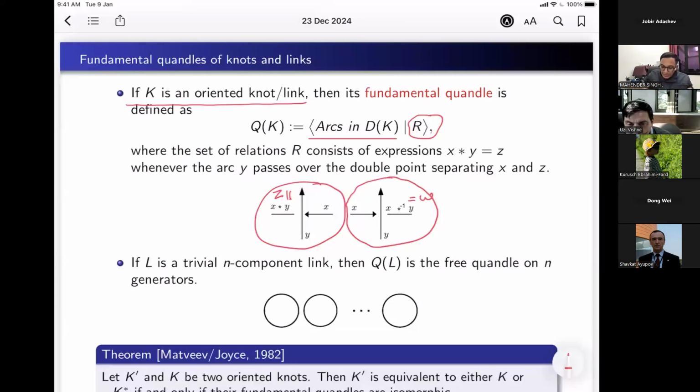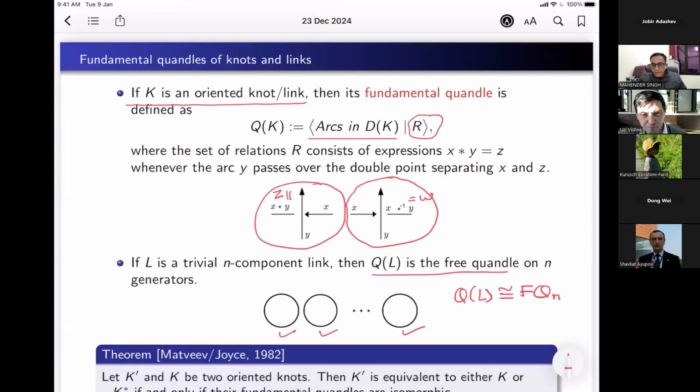So for instance, suppose that your link is just a bunch of disjoint circles in free space, 1 circle, 2 circles, and so on, some bunch of circles. Then what is the knot quandle? One can easily see that it is just generated by the arcs, which are arc number 1, arc number 2, and so on, but there are no relations here. So it's actually the free quandle of rank n. So this Q of L is actually the same as the free quandle of rank n.